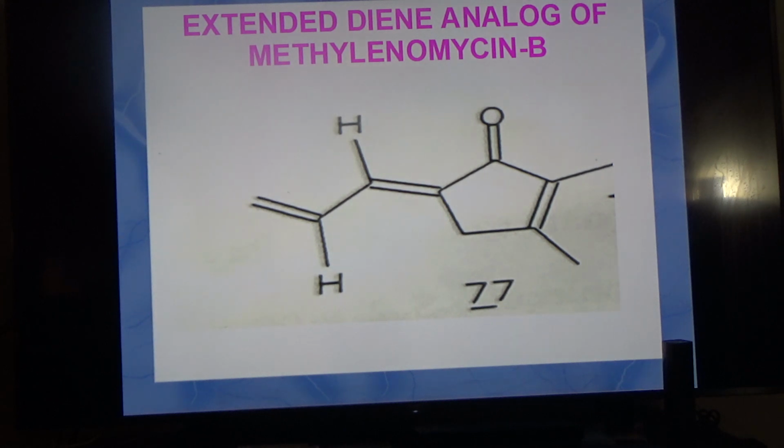I mentioned this compound earlier, this extended conjugated methylenomycin B. No such compounds exist in the literature up to now. So this is expected to be more reactive and more biologically active than the original methylenomycin B. However, we do not know the toxicity. This needs to be tested.